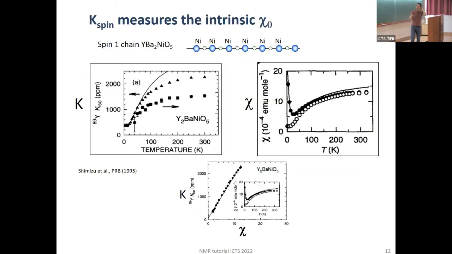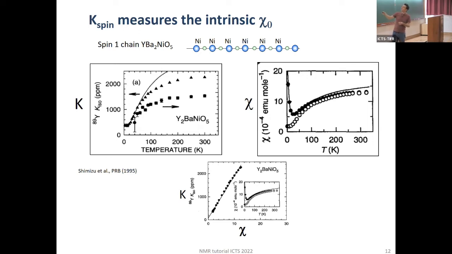So let me give you one example in a rather simple material as compared to the ones you hear about at the conference. This is a spin-one Haldane chain. Here the spin ones are from nickel. The material is Y2BaNiO5, and only nickel is magnetic there. It's an insulator, and so these nickels have some antiferromagnetic coupling. So it's a spin-one antiferromagnetic chain, and we know that it should be gapped.